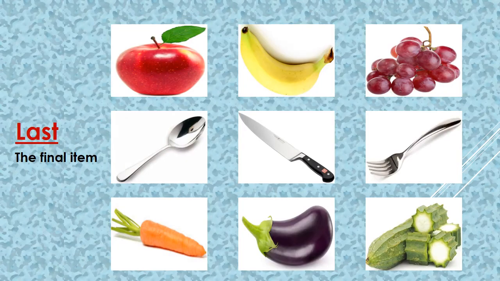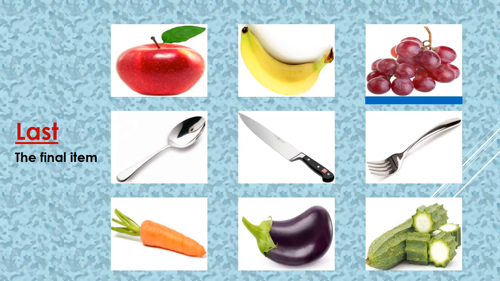Next, we are going to learn about the last item. Last means final, the final item. Now here there are pictures. We'll figure out what is the last picture here. Okay, first one, apple, banana, grapes. So which one is the last one, the final item? Grapes.